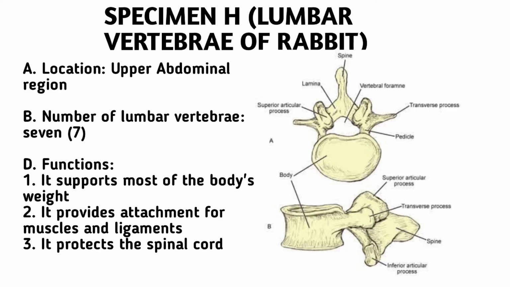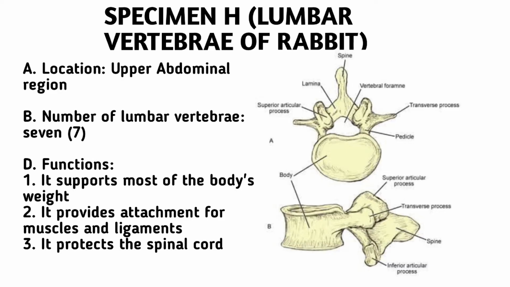Next, they could ask you what is the number of lumbar vertebrae. So in this specimen, which is the rabbit, there are 7 lumbar vertebrae. Next, the function. It simply supports the body's weight. It provides attachment for muscles and ligaments. Thirdly, the function of the lumbar vertebrae is to protect the spinal cord. In fact, the major function of all the vertebral bones in the body of a vertebrate is to protect the spinal cord.